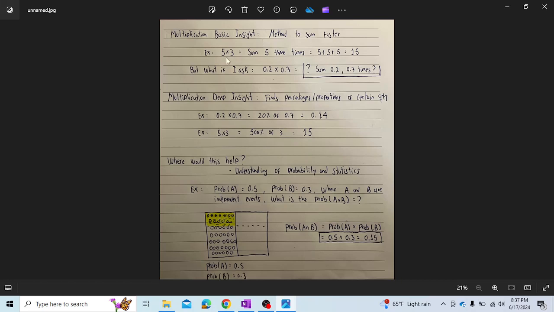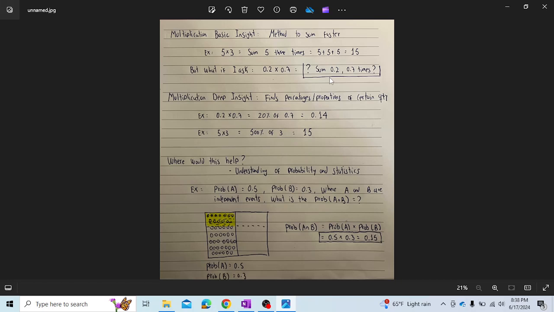So for example, 5 times 3 is pretty much telling you to sum 5 three times. But this doesn't apply all the time, right? Especially with decimals. So if I ask you 0.2 times 0.7, how do you sum 0.2 0.7 times, right? This logic fails here, right?